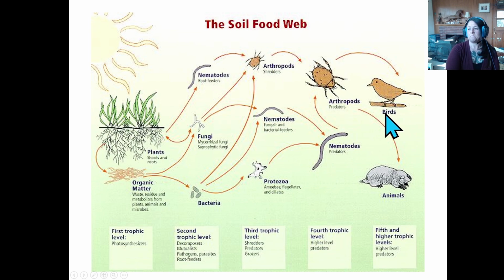Okay? So that's the soil food web, but what does it do? Why is this happening? Why is this so important? Well, what happens here is quite amazing. Once you hit the second and third trophic layer, the protozoa, nematodes, and arthropods are eating the fungi and bacteria.